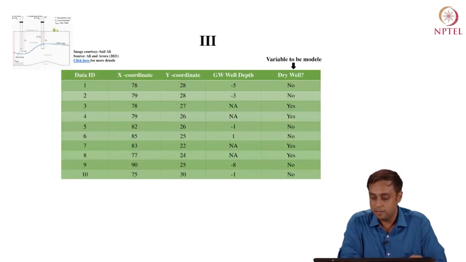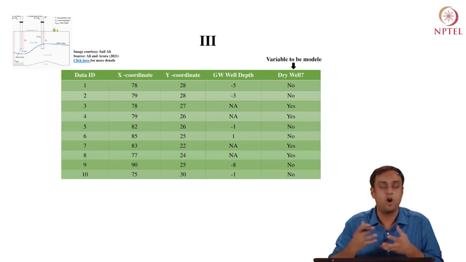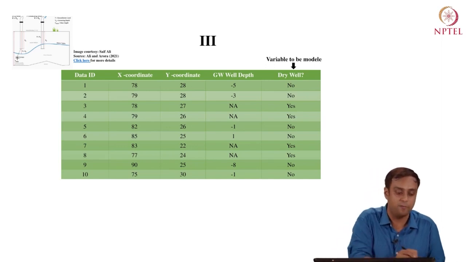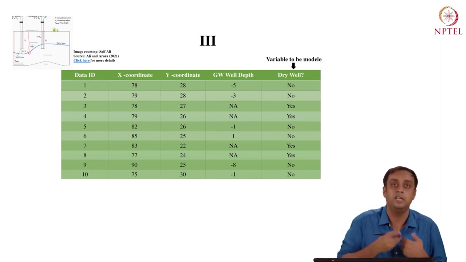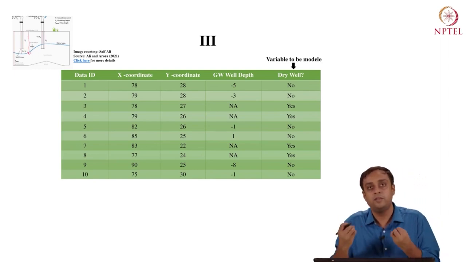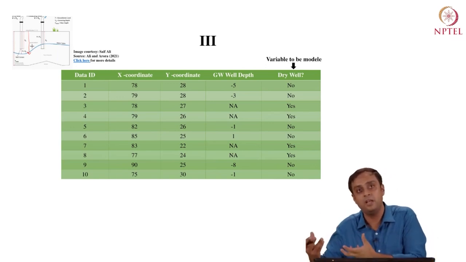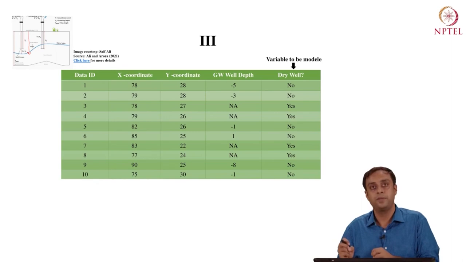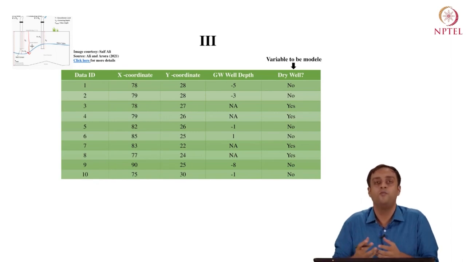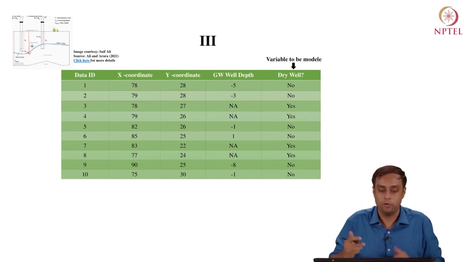The third one, we want to model whether or not we observe a dry well. What happens is that wells can go dry if groundwater levels go deep enough. The variable of interest here is whether we have a dry well or we do not have a dry well, right? If we want to model this, what kind of a process are you going to use?